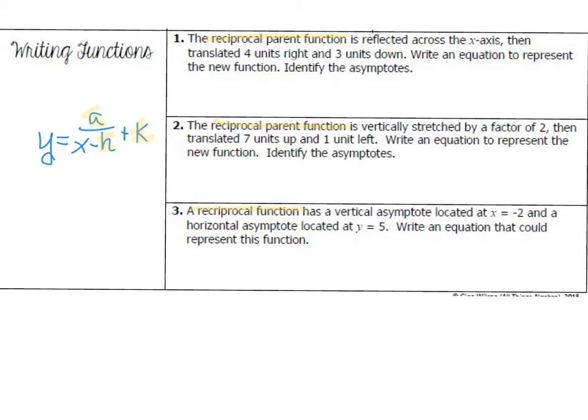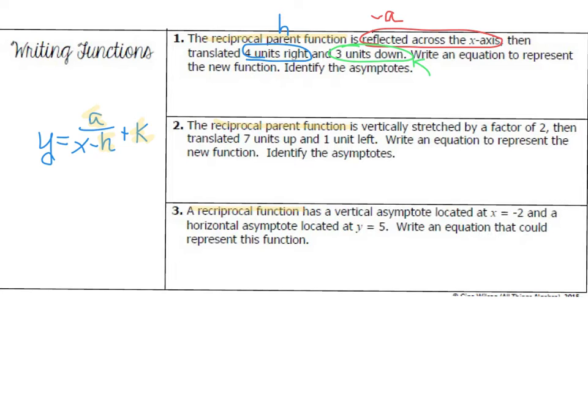Couple things. It is reflected across the x-axis, so we have a negative a value. If they don't give us a vertical stretch or shrink, your a will be 1. All right, so let's keep reading. Then it's translated 4 units right. So 4 units right is going to be your h. And then 3 units down is going to be your k.